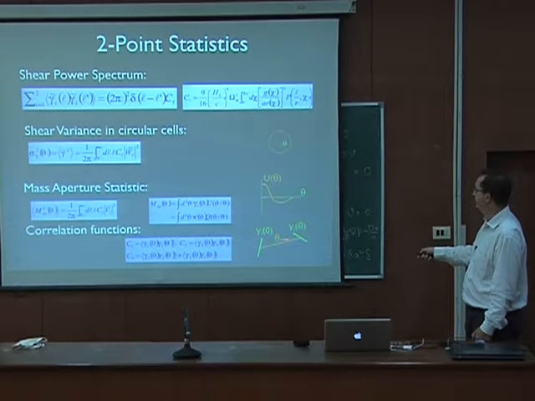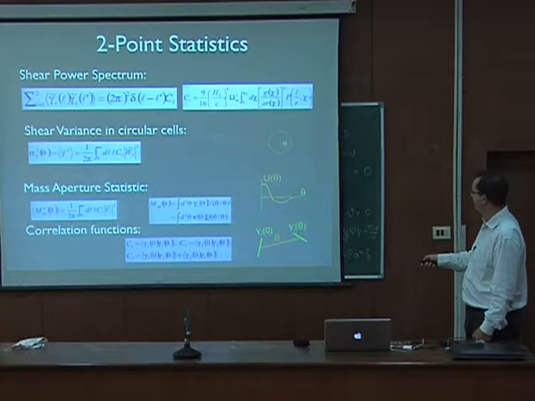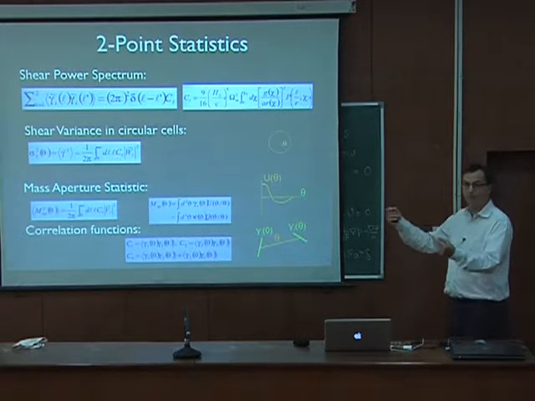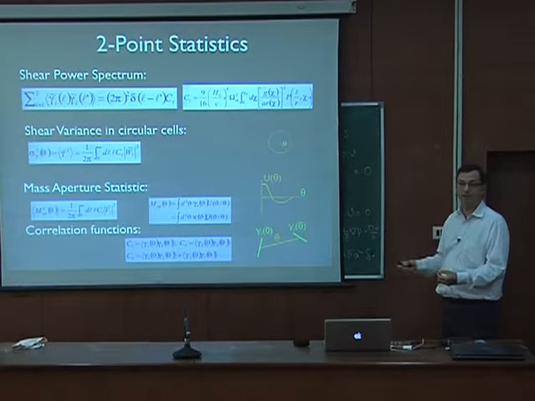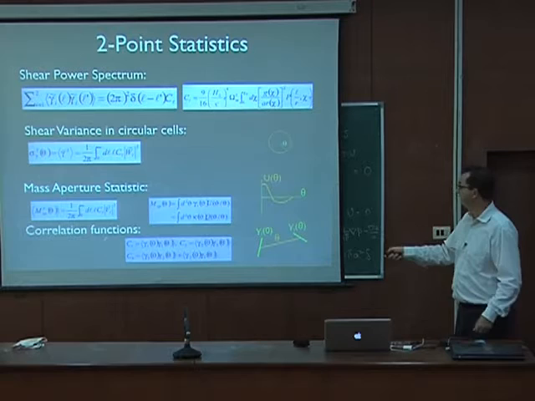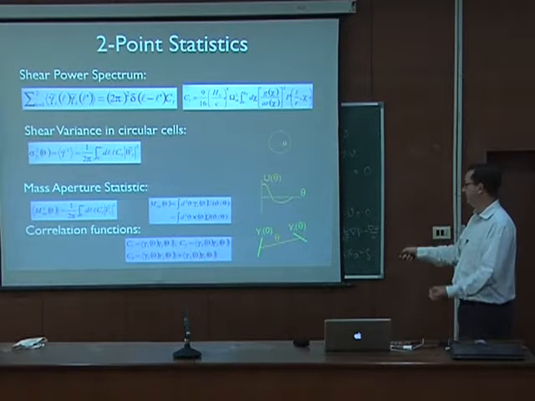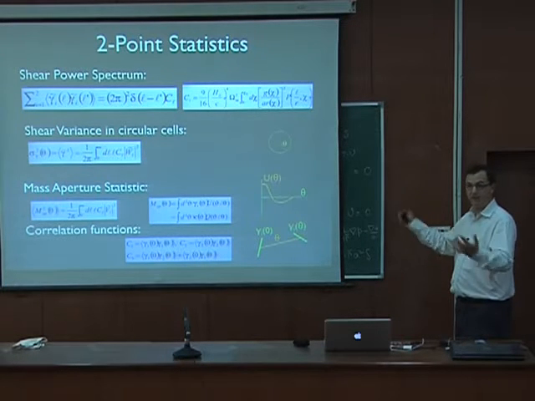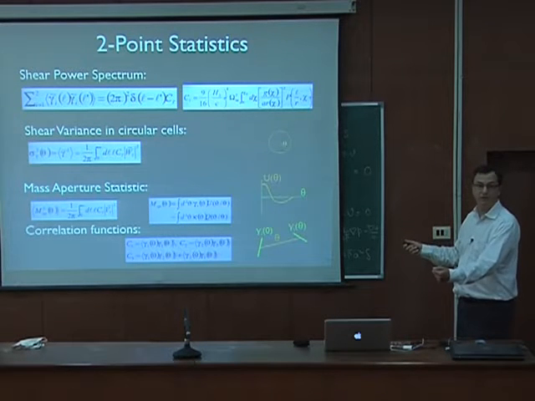And let's say these 2 points are separated by an angle theta. Then what we can do is we can take the product of the shear at this position times the shear of this position and average over all pairs of points or all pairs of galaxies which are separated by this angle theta. Okay? So we make an average of all pairs separated by the angle theta, and then we can compute what the product is, and then we can look at pairs separated by another angle, do it again and again, so we get a function which depends on the separation theta.